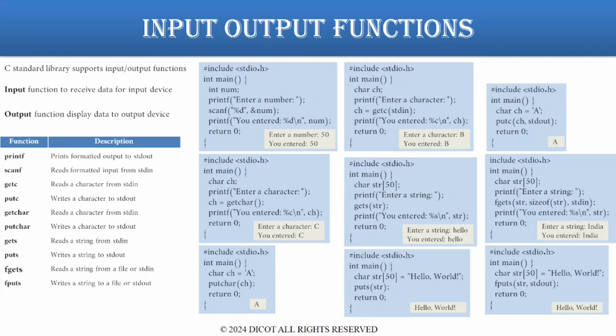Here the fputs function receives two arguments, the character array name that contains the string to be displayed and stdout. The output of this program is Hello World with an exclamation.